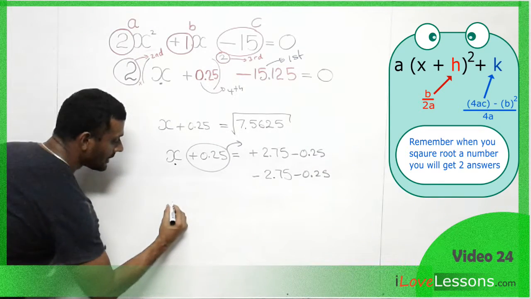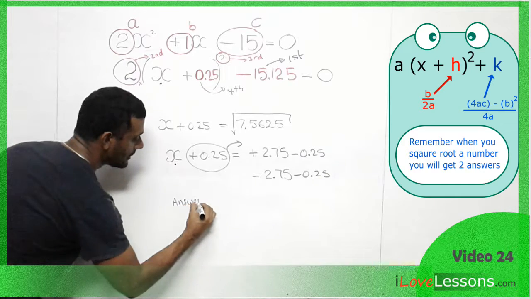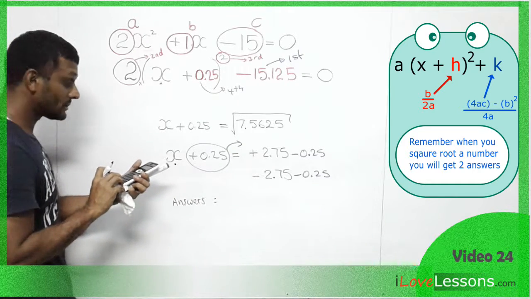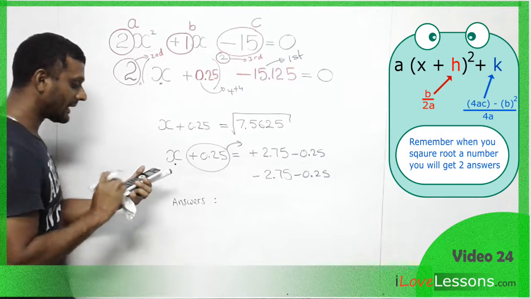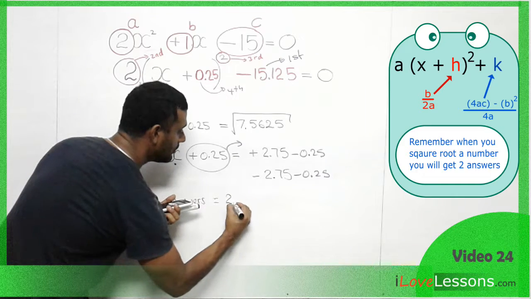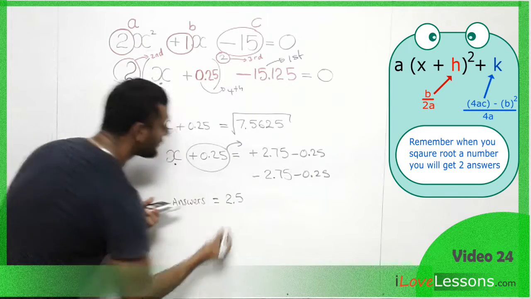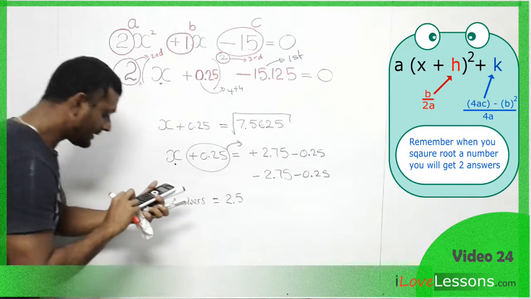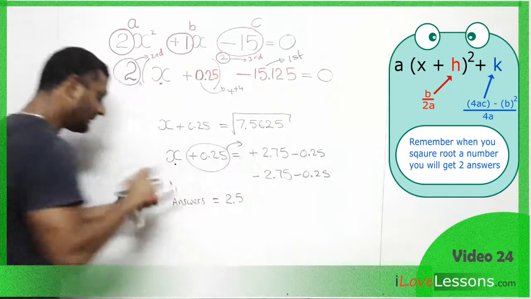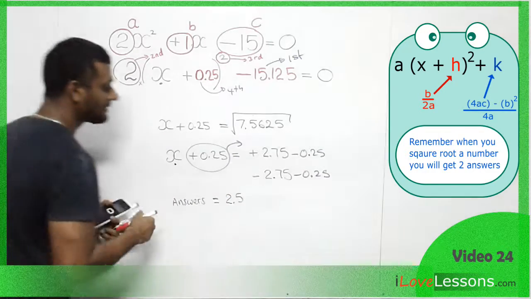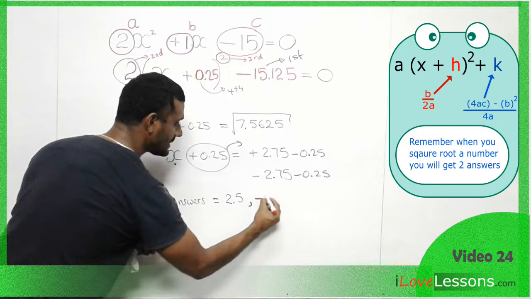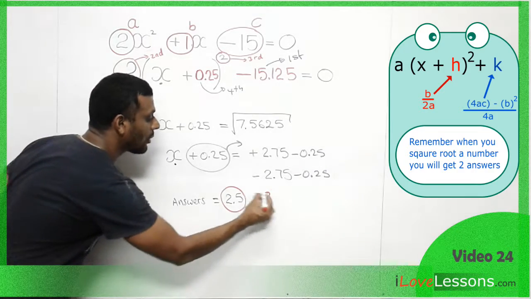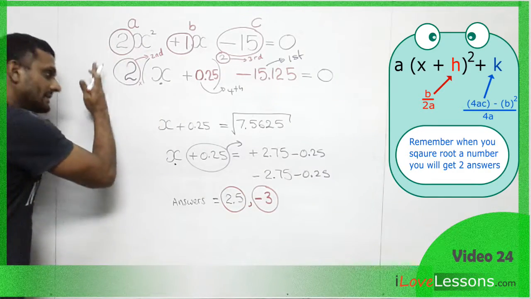So we're almost finished. Our 2 answers, let's work this out. Normal positive 2.75 minus 0.25 will give me 2.5. That's my first answer. And my second answer will be negative 2.75 minus 0.25. I believe that will give me minus 3. And these are my 2 answers. I have solved the quadratic using the vertex form.